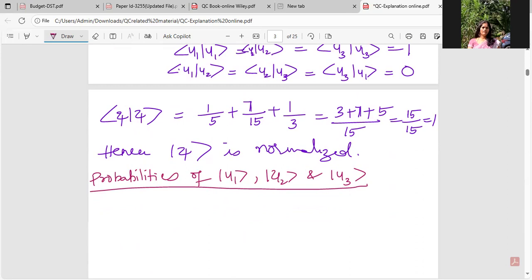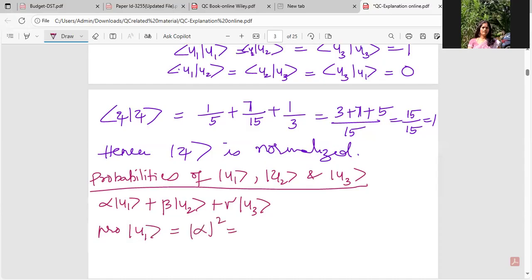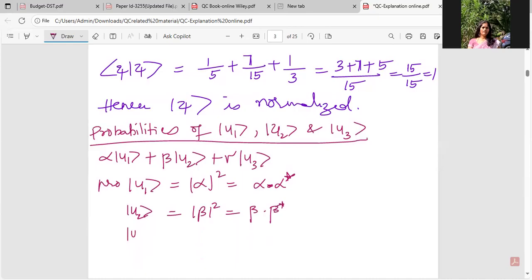If I'm being asked for probabilities, and the state is alpha ket u1 plus beta ket u2 plus gamma ket u3, then the probability of ket u1 would be mod alpha squared. What is mod alpha squared? Alpha into its conjugate. The probability of ket u2 is mod beta squared, which is beta into beta conjugate. And for ket u3, it is gamma into its conjugate.